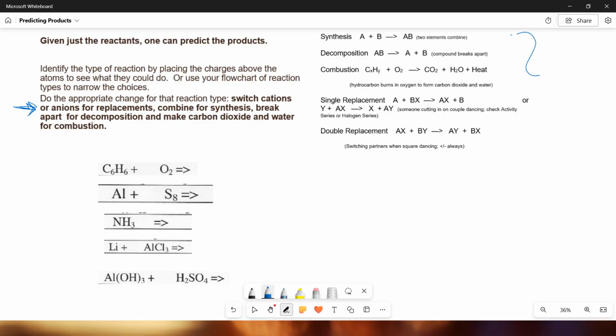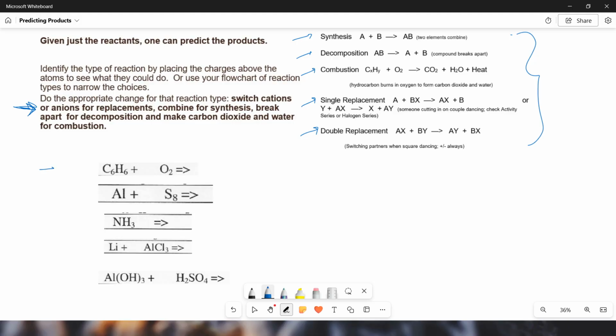Over here on the right, I have a breakdown of the different types of reactions. We have synthesis, decomposition, combustion, single replacement, and double replacement. I have 5 examples below, not in that order. So let's go down through them, identify them, predict the products, and balance them pretty quickly.